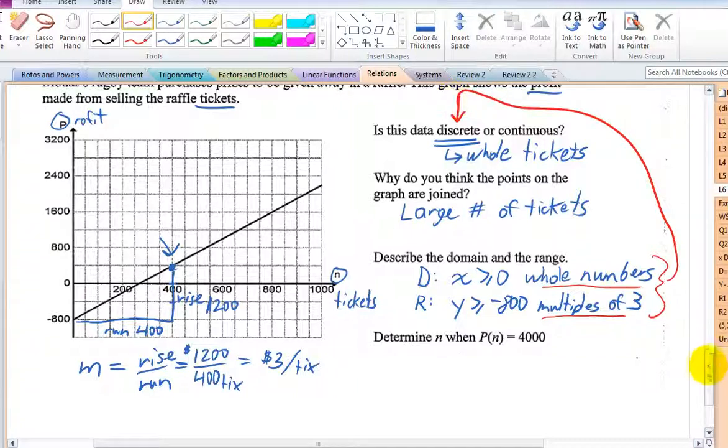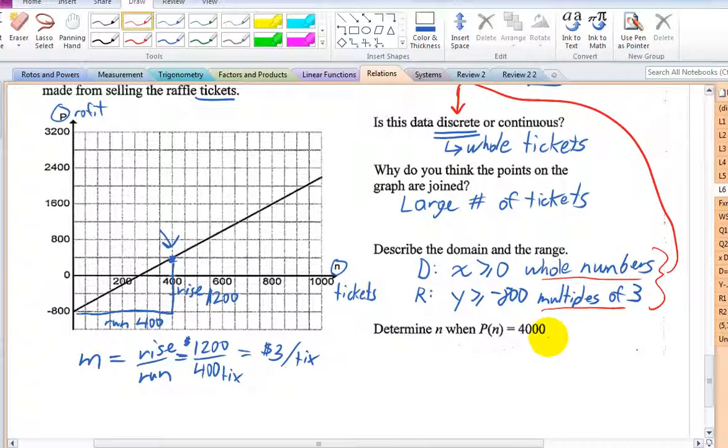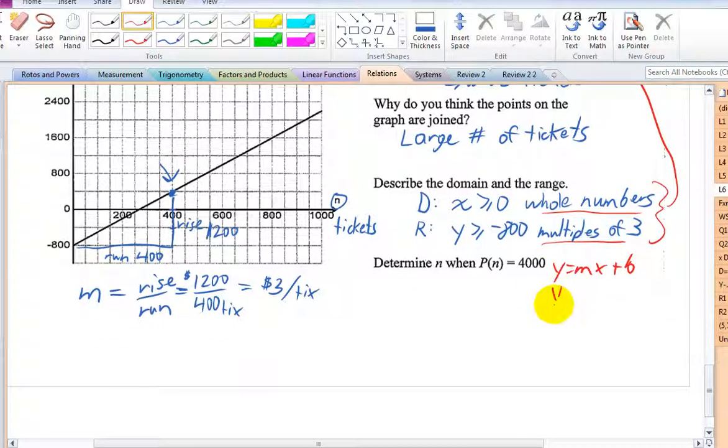Next. Determine when P at n equals 4,000. So what does profit equal? Let's come up with our function equation. y equals mx plus b. What's our slope? 3. What's our intercept? Where do we cross the y-axis, folks? Negative 800.